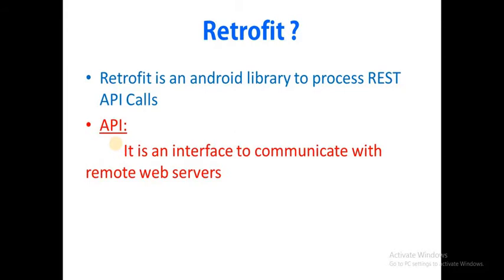An API, which means application program interface, is just a URL to access the desired web server. For example, to access the Google server, we are using www.google.com. To access the Facebook server, we are using www.facebook.com. Likewise, to access the desired server, we are using a URL called the API. It is an interface to communicate with remote web servers.